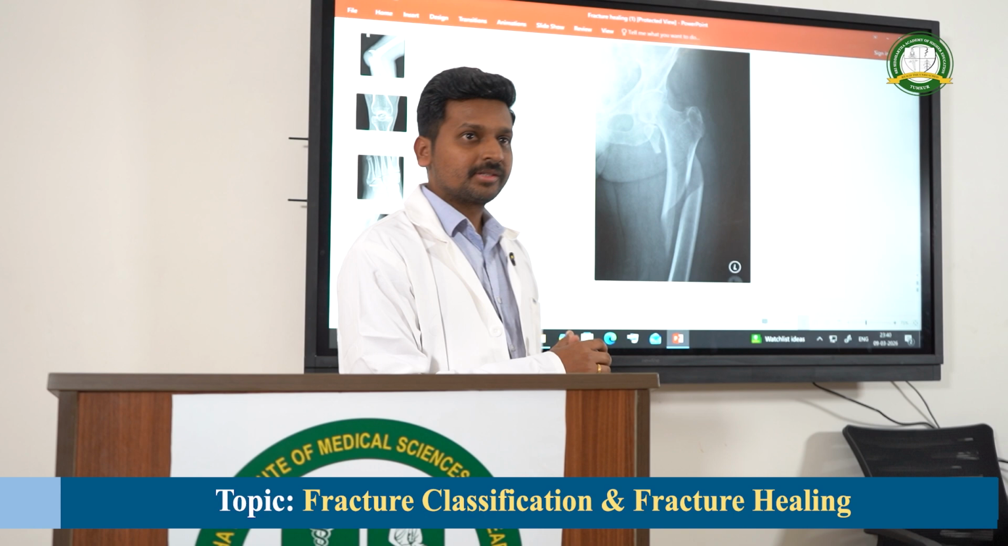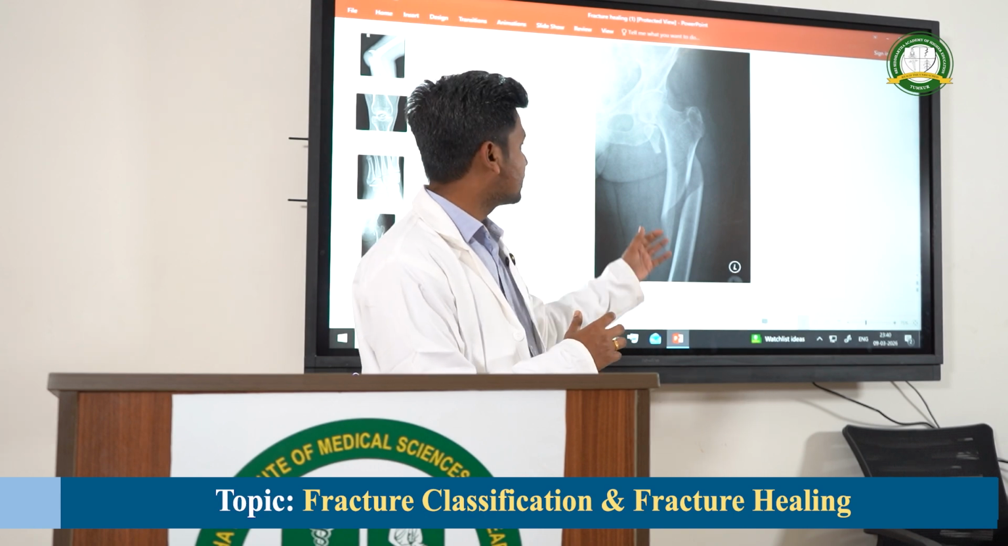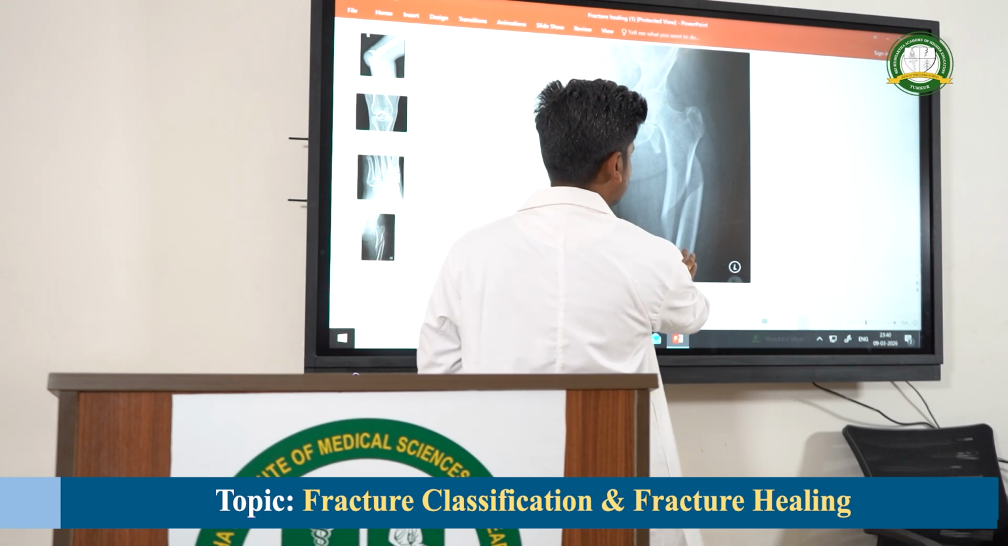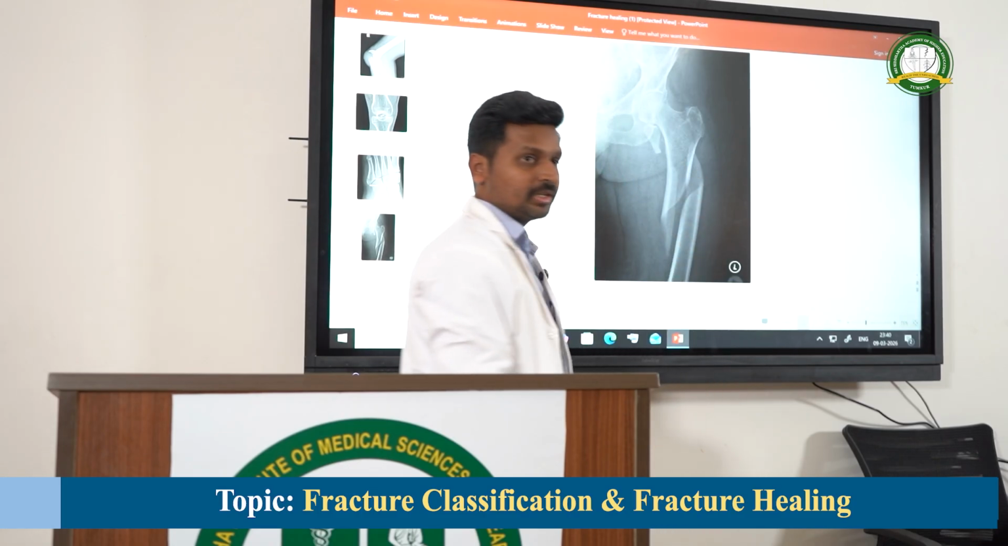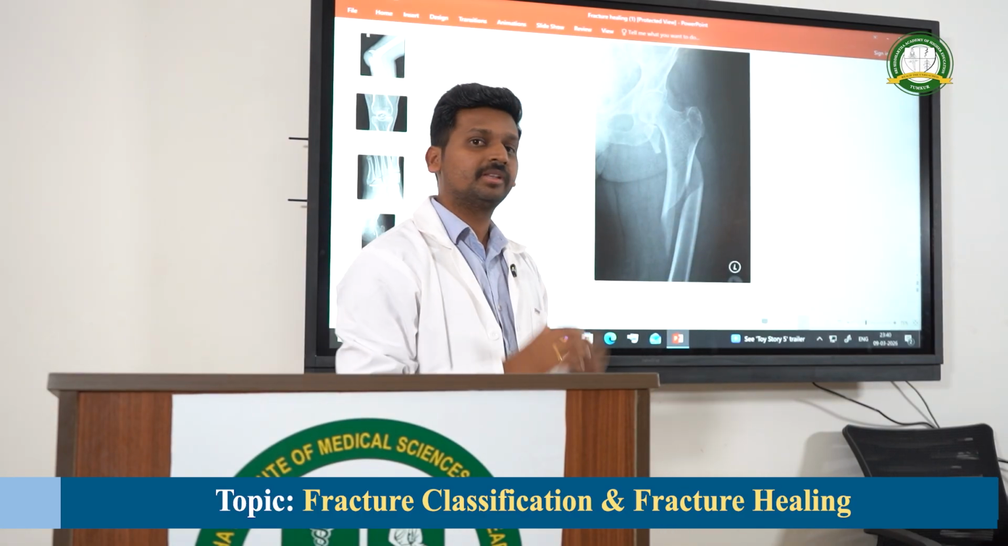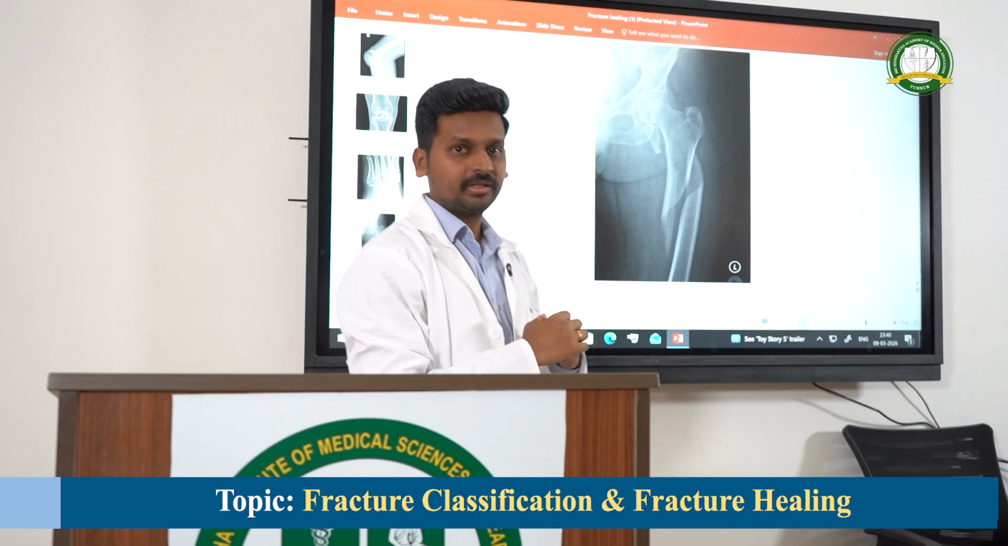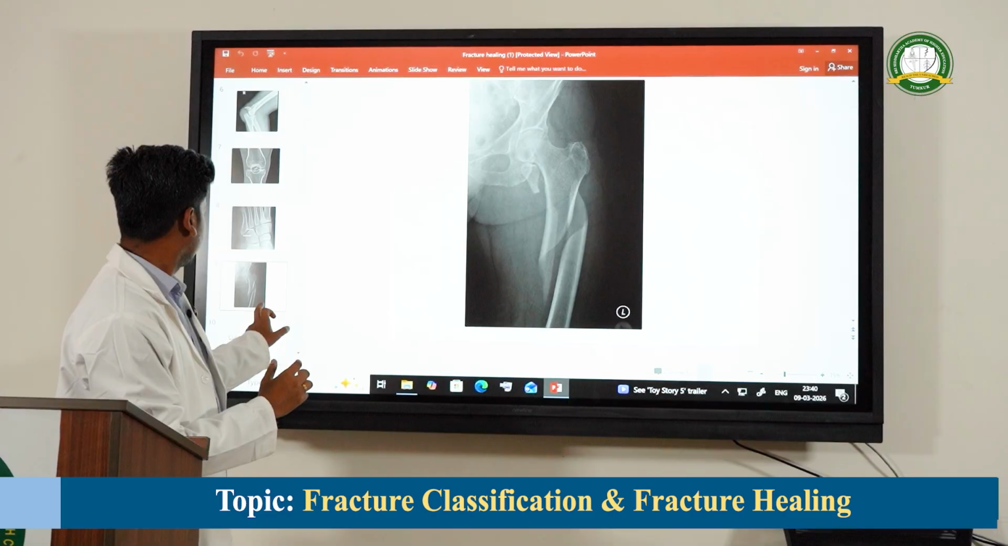And the rotational injuries or torsional injuries cause what we call a spiral fracture. You can see the fracture line is not horizontal or oblique, it is a spiral. This is most commonly occurring when there is a torsional injury or rotational injury around the bone.